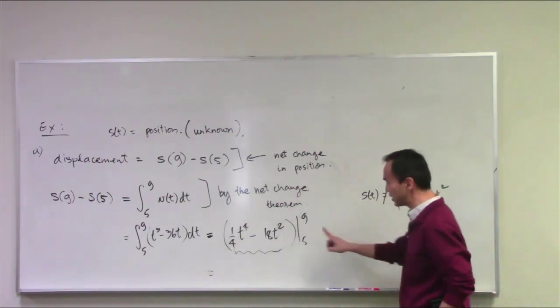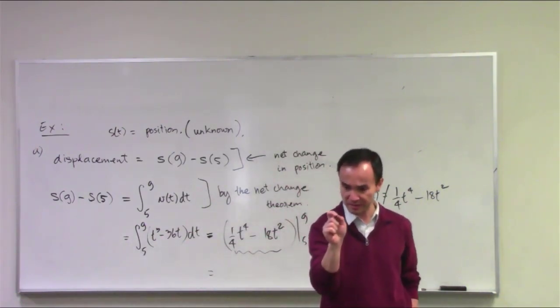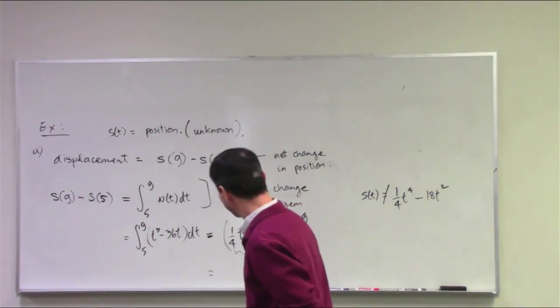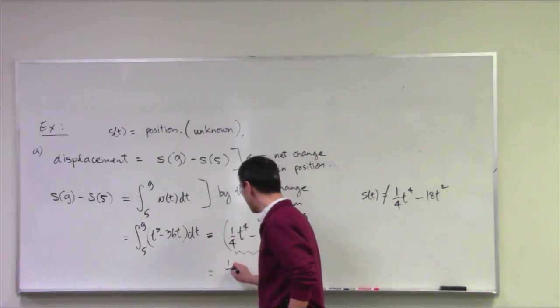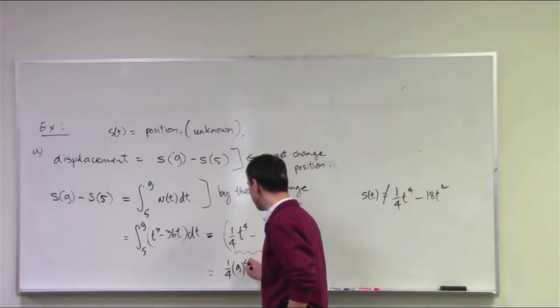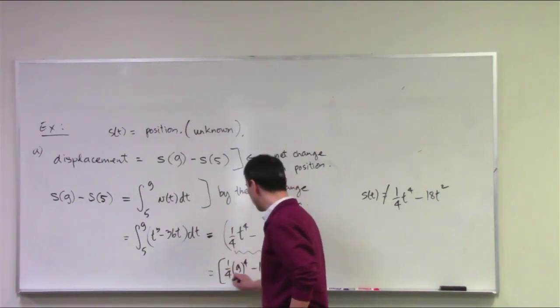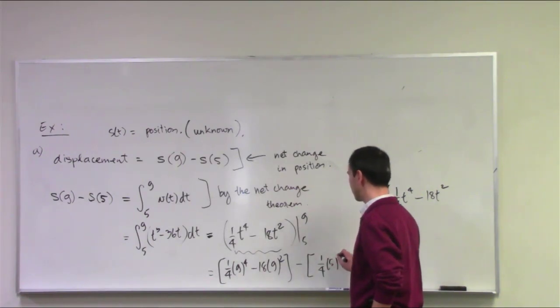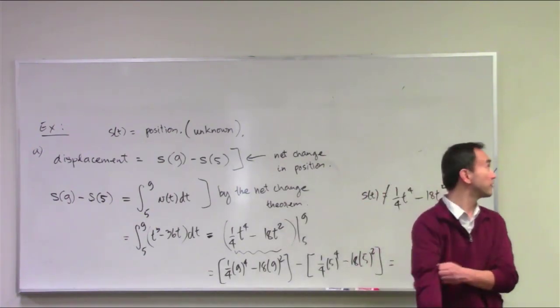The point is just to get the antiderivative out of your velocity function, which is being understood as a rate of change function. Okay, so now go ahead and do the calculation. You're going to have 1/4 times 9 to the 4th minus 18 times 9 squared, and after that, the next one is going to be 1/4 times 5 to the 4th minus 18 times 5 squared. Go ahead and help me out with that final calculation.